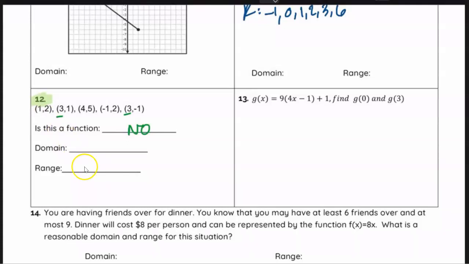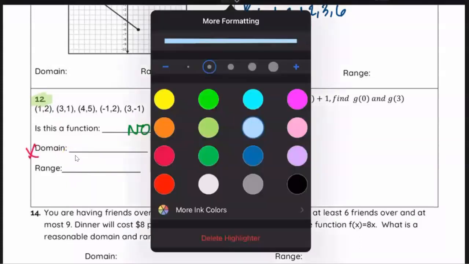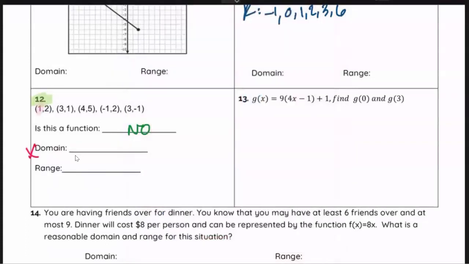So now if I'm going on to my domain and range, well, my domain are all x values. The first number in my coordinate points, because I know I write coordinate points as x comma y. So I'm only looking at the x values. I'm only looking at the first numbers in each one. Now, be careful. I'm not going to write 1, 3, 4, -1, 3, because I have to write from least to greatest with no repeats.